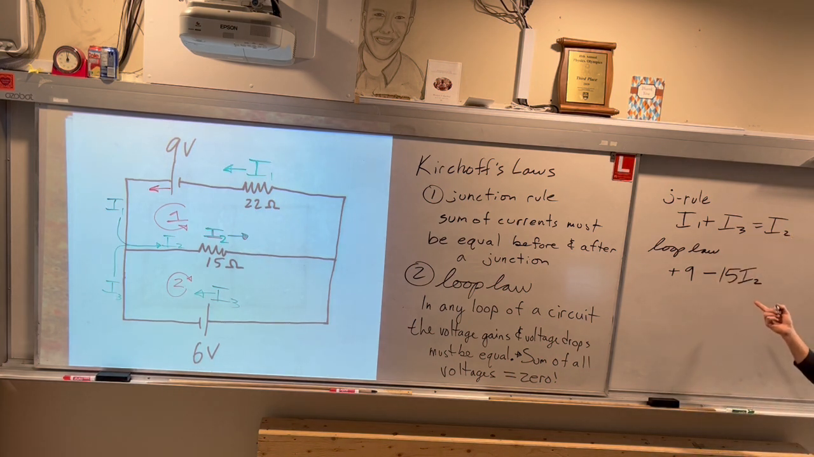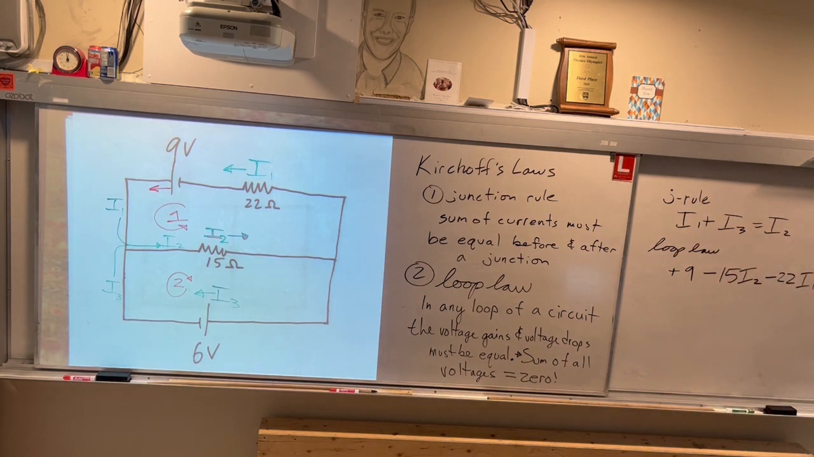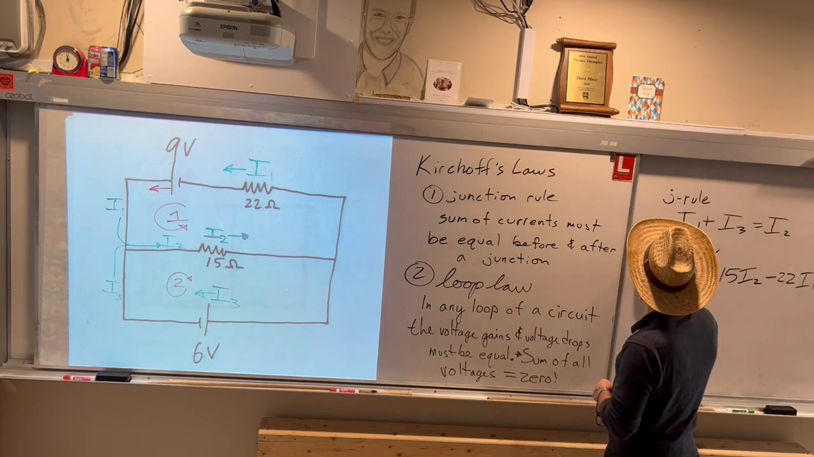Can they see this on the video? Yes. Okay, what's the last bit? Minus 22 I1. Very good. Minus 22 I1. And that's all equal to what? Equals 0. Good. So this is our voltage gain at the cell. These are our 2 voltage drops at the resistors. They should equal 0 at the end. This is only for the first loop. So this is number 1, and it's that way.